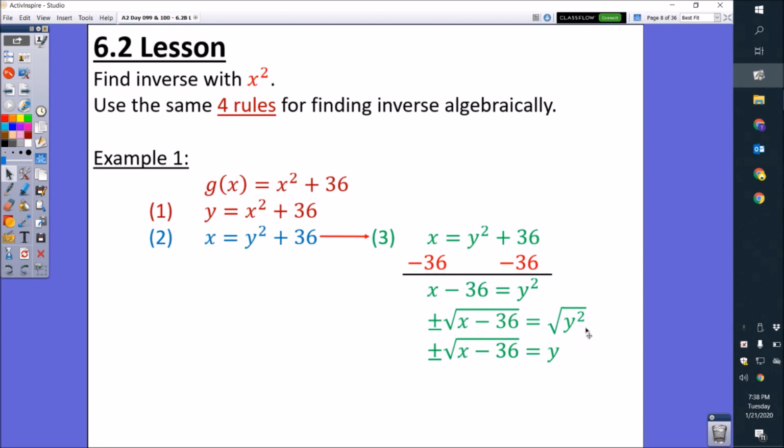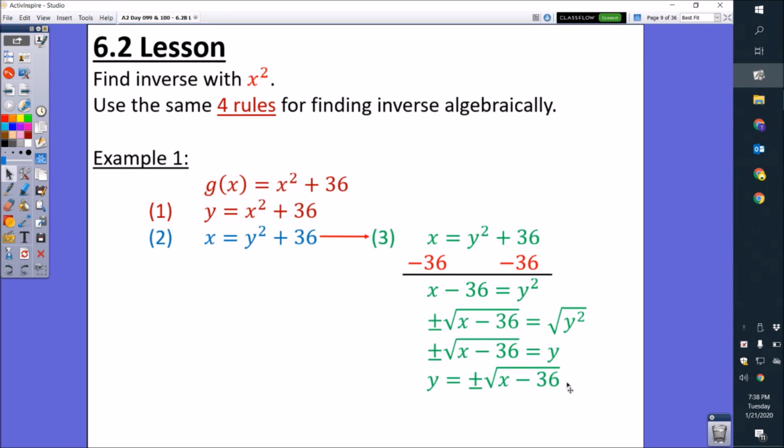So now I have y by itself. So I am almost done. What I'm going to do is switch the sides so that the y is on the left side. So when you flip the whole side, this is what it's going to look like. Y equals plus and minus the square root of x minus 36.